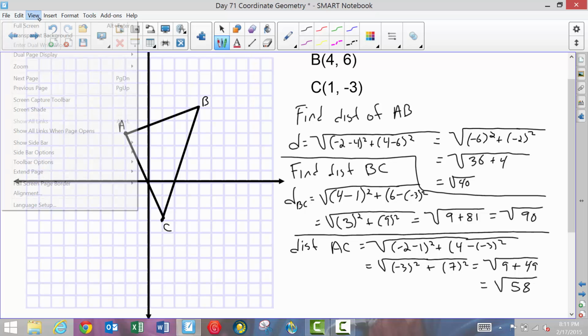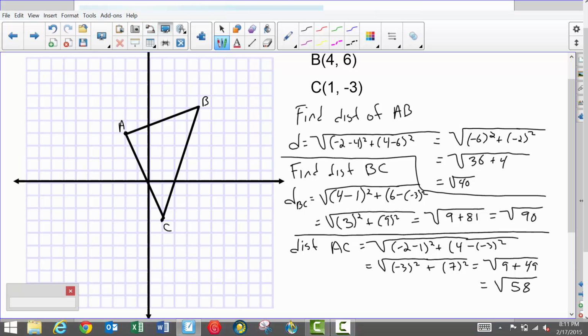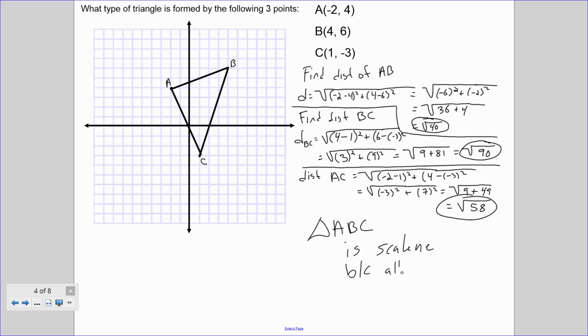So let's zoom out. So here we go. Notice that I have square root 40, square root 90, square root 58. So I have triangle ABC is scalene because all sides have different lengths.